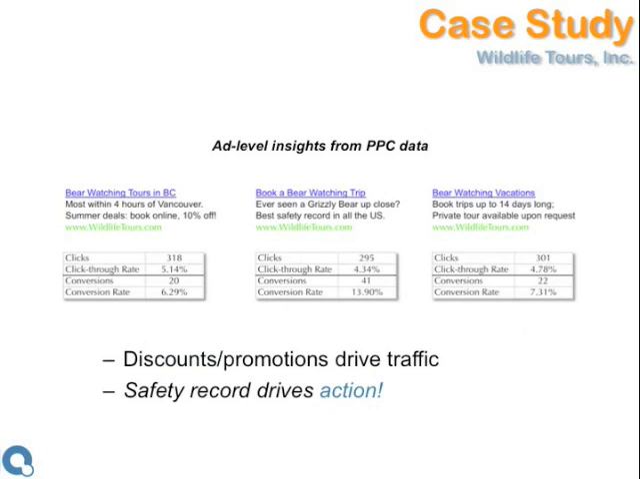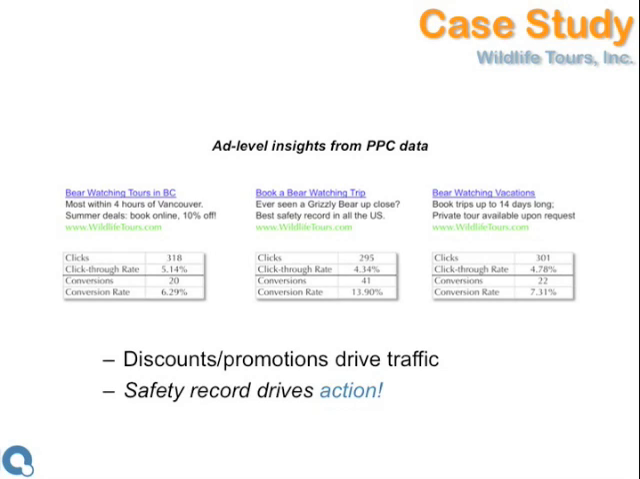That was just keyword data. The truth is that in pay-per-click, you get a lot of other insights from other sources beyond just those keyword lists. So if we look at the ad creative, imagine there are 3 different ads running. The one on the left talks about proximity to a major urban center, and also gives some insight into promotions, summer deals, 10% off. The middle one talks more about the company's safety record, and the third one talks about certain product features, the ability to book a private tour, for instance.